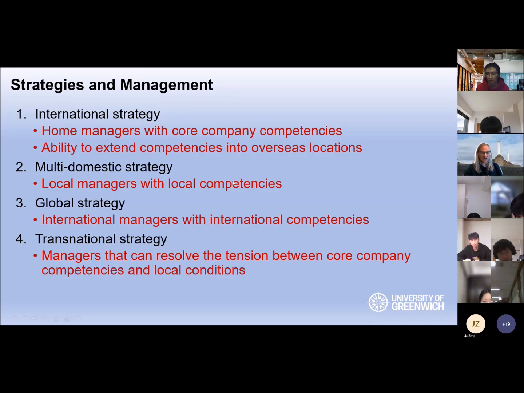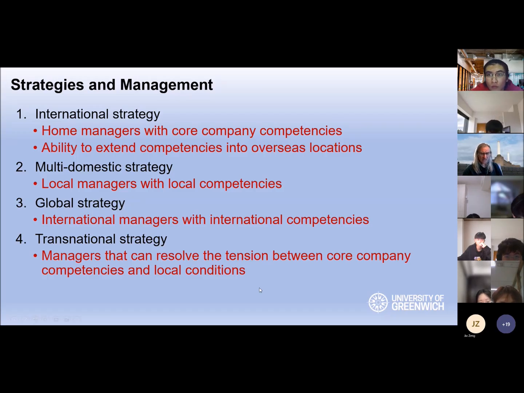Right, multi-domestic strategy is very much about the local company. The local company is doing everything, so you have local managers running them. The global strategy, where you treat the whole world as if it was one country, then you need international managers who have an international competence. So that's when you can move managers around the world. You have an elite group of managers at the top, and you move them around the world as you see fit. It does mean that the middle managers don't travel so much.